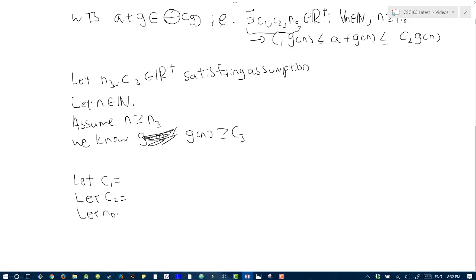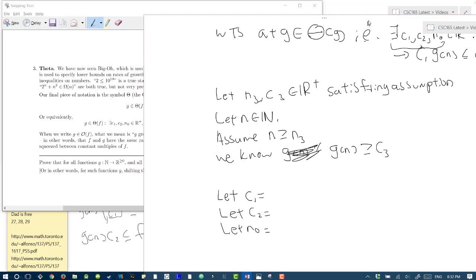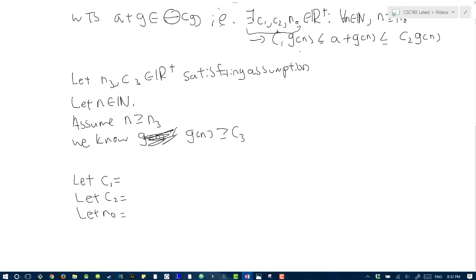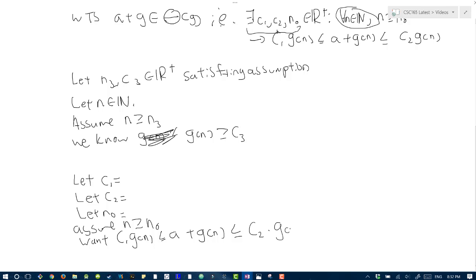And then we already have this part quantified. So we just have to say N0. Okay, and then we want C1 times g(n) smaller than or equal to a plus g(n) smaller than or equal to C2 times g(n).